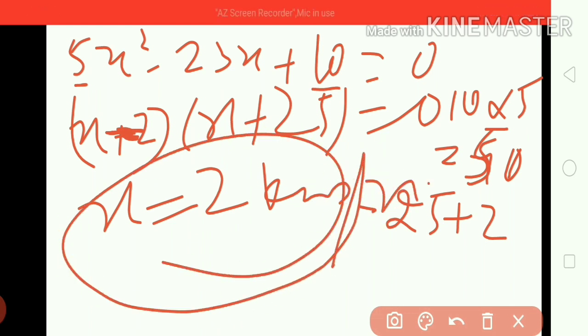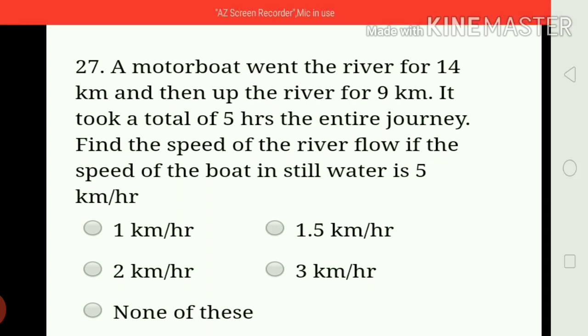You know the method of factorization, so you can factorize it also. So let us check which option is showing you 2 kilometer per hour. That is the third option.